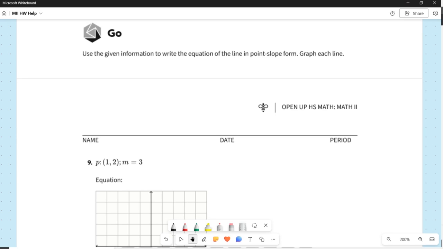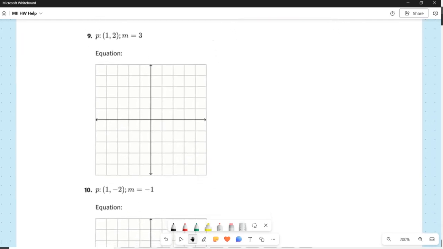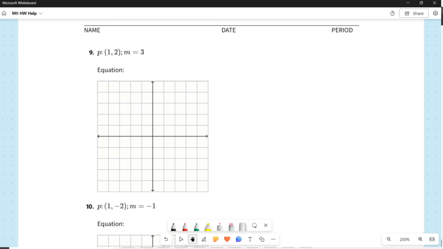Our last several problems appear in the Go section, and directions here say, use the given information to write the equation of the line in point-slope form. Graph each line. Our good friend point-slope form makes a return. Point-slope form, as the name implies, contains a random point in our linear function, and the slope. So that's why it's called point-slope form.